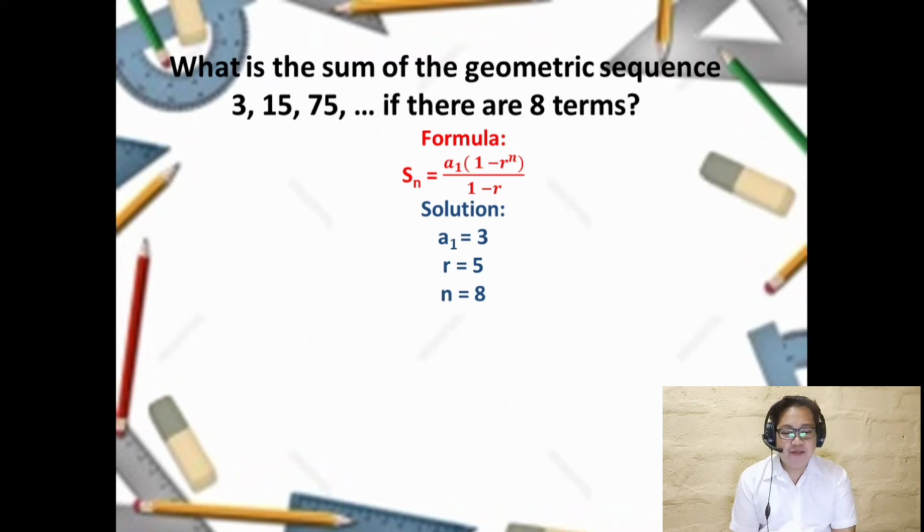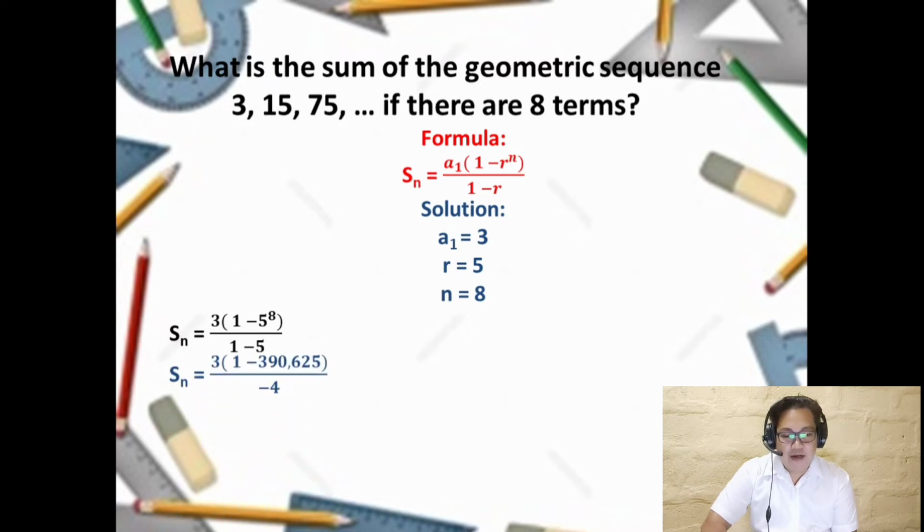Sa number of terms naman natin ay 8. Naka-indicate sa problem natin na if there are 8 terms. So, ang 8 ang ating terms. So, ngayon, pwede na nating isolve. S sub n is equal to 3 quantity 1 minus 5 raised to 8 over 1 minus r, which is equal to 5. S sub n equals 3 times 1 minus 5 raised to 8.